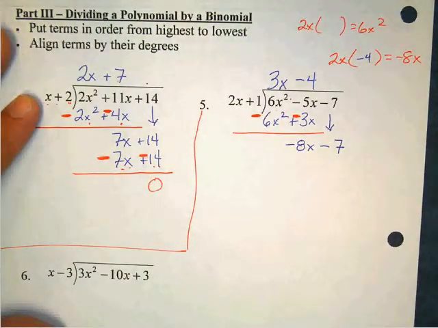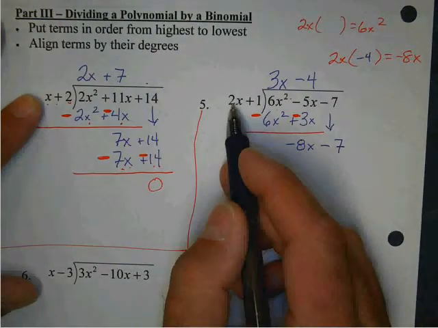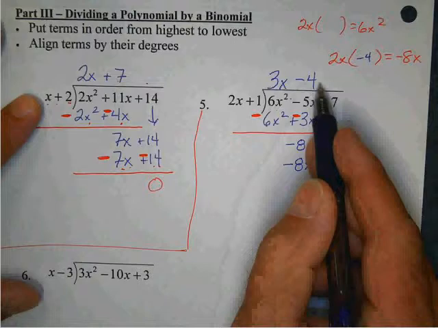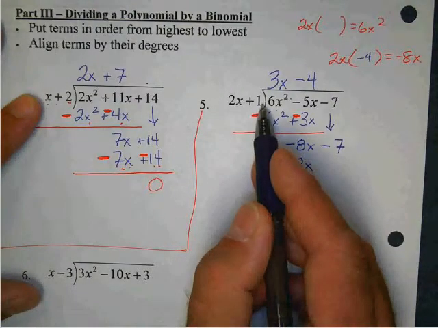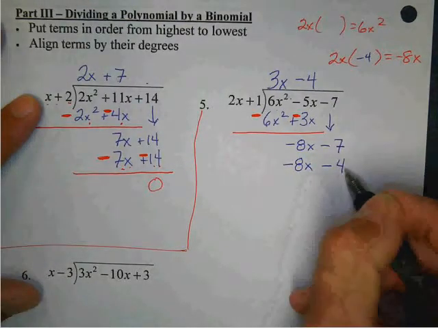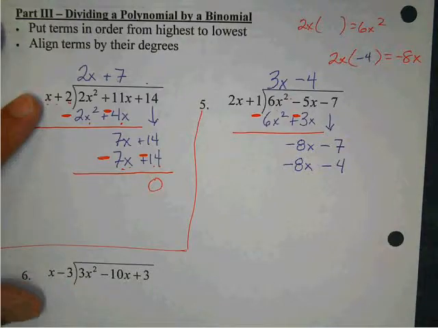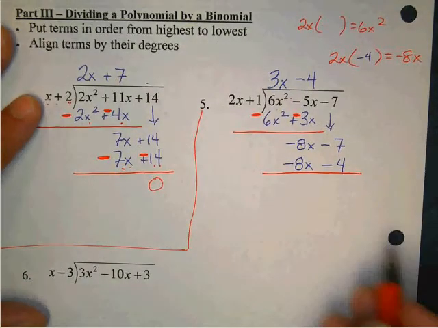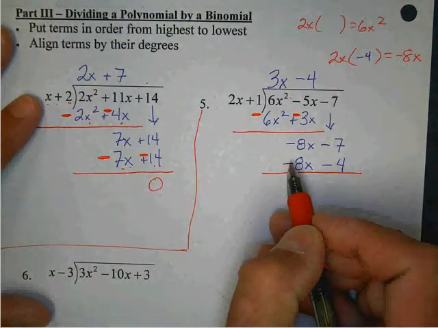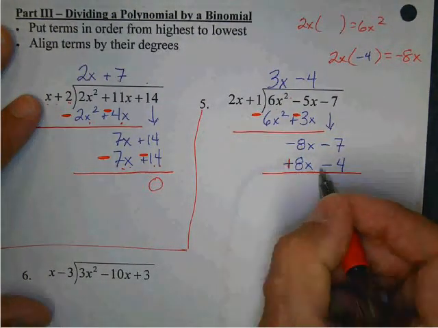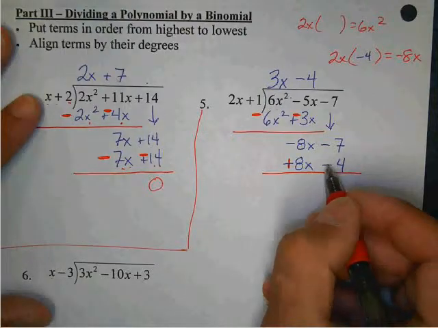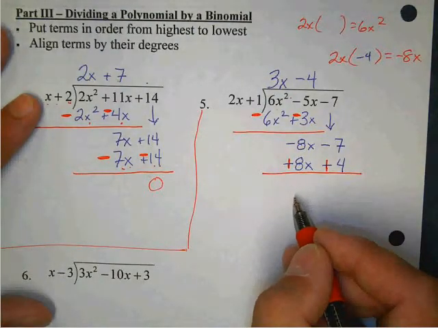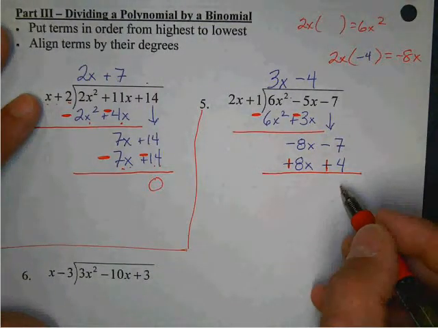Now I multiply. Negative 4 times 2x is negative 8x. Negative 4 times positive 1, negative 4. I change colors. What am I going to do next? Subtract. Now, this is the first time we've had a unique thing here. I already have a minus, so what does it become? A plus. And here I have a minus, so what does it become? A plus. Add up the x's. What do we get? Nothing. Add up the numbers. What do we get?